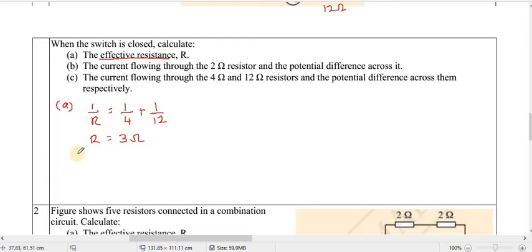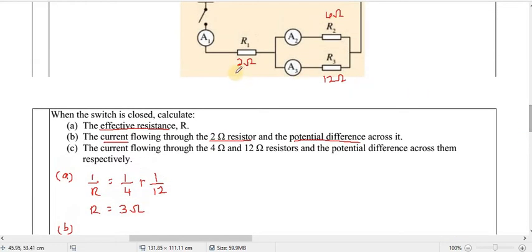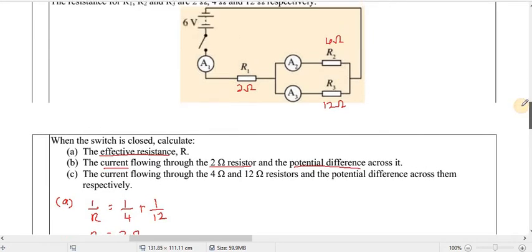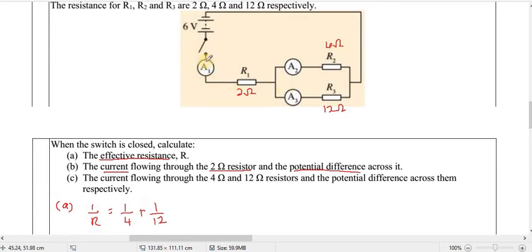B, the current flowing through the 2 ohm resistor and the potential difference across it. So we want to find the current and the potential difference of the 2 ohm resistor. Okay, so you see this one, this R1 is connected directly to the power source.